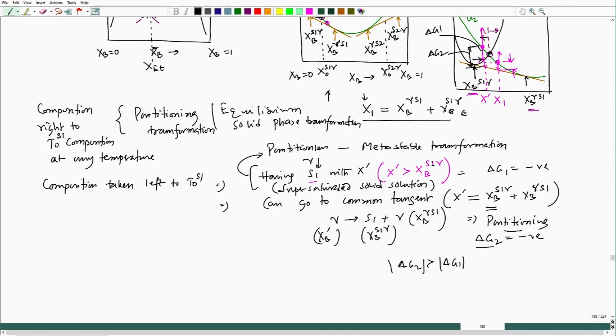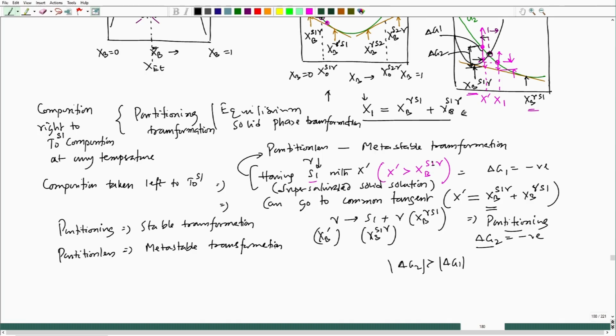Of course, this part, this partitioning, is stable transformation, whereas partitionless is metastable transformation. Fine. So, this is also a possibility.